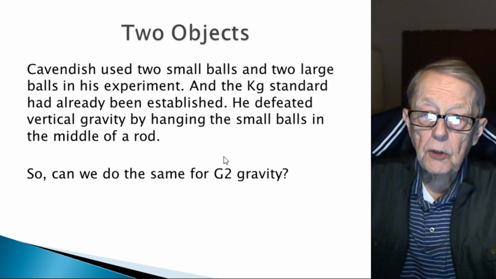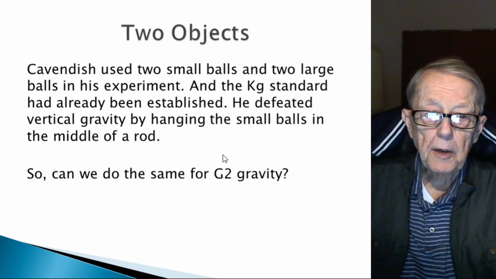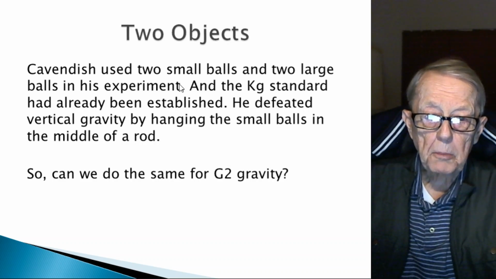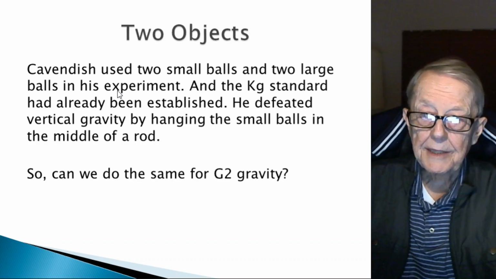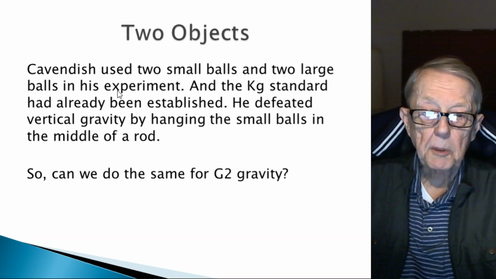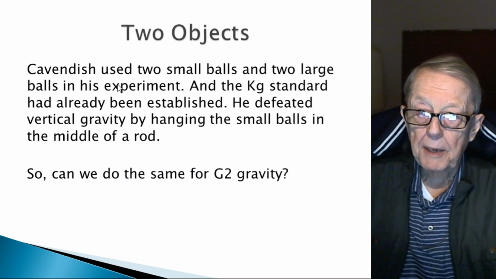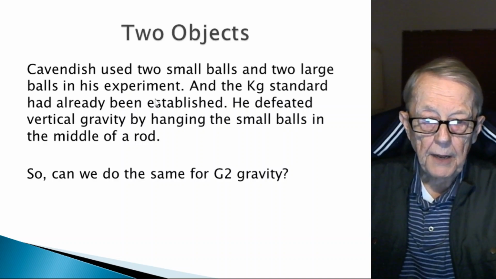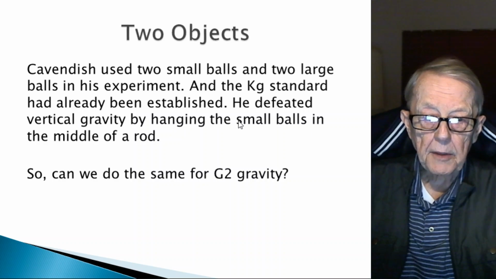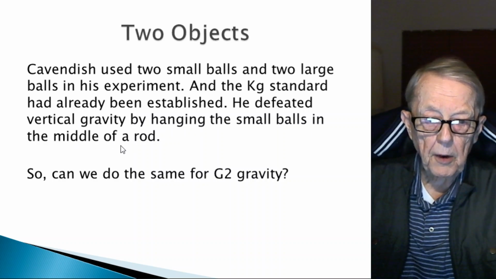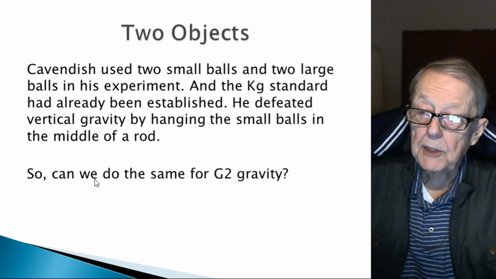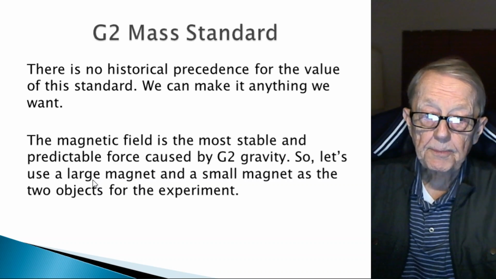Well, you need two objects, like I've been saying. Cavendish used two small balls and two large balls in his experiments. You have to have two of each to balance it, to hang this thing suspended in air. And the kilogram standard had already been established. He defeated vertical gravity by hanging the small balls in the middle of the rod. Question is, can we do the same thing?